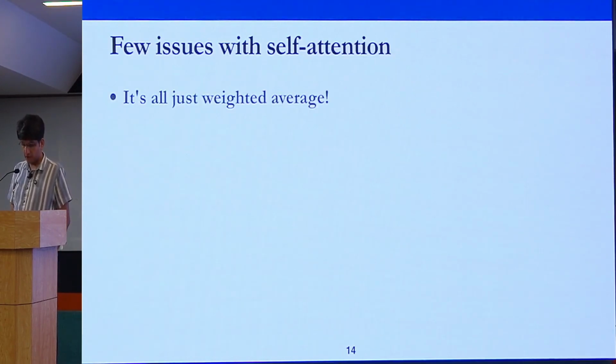There are a few issues with self-attention. One might say that it's just a weighted average of all values. But we know from deep learning that non-linearities are super useful. Otherwise, we'll end up learning just linear functions, which are not very expressive.